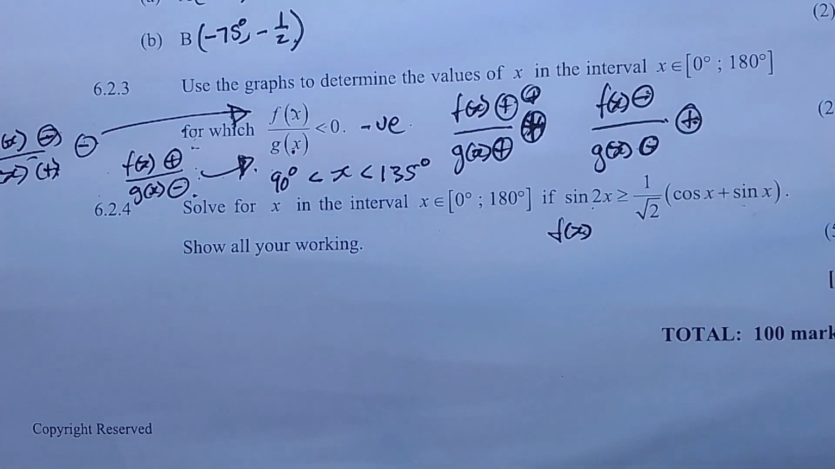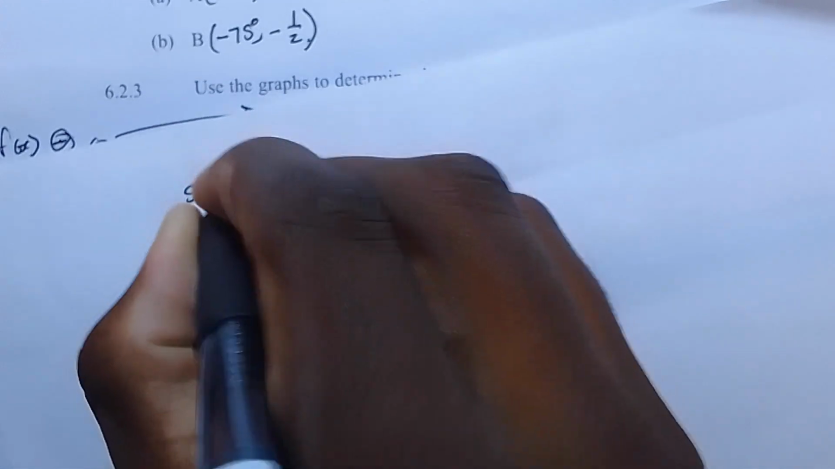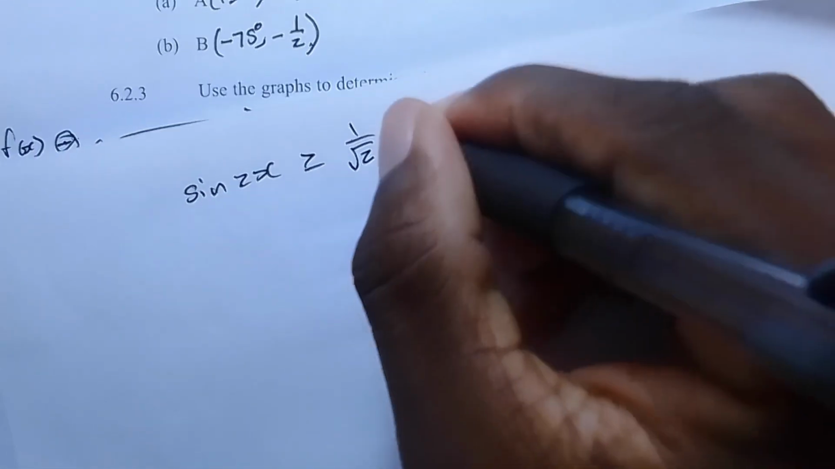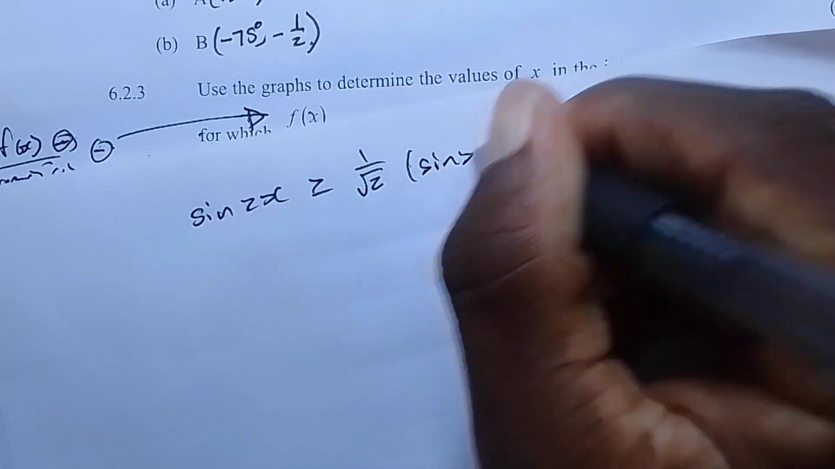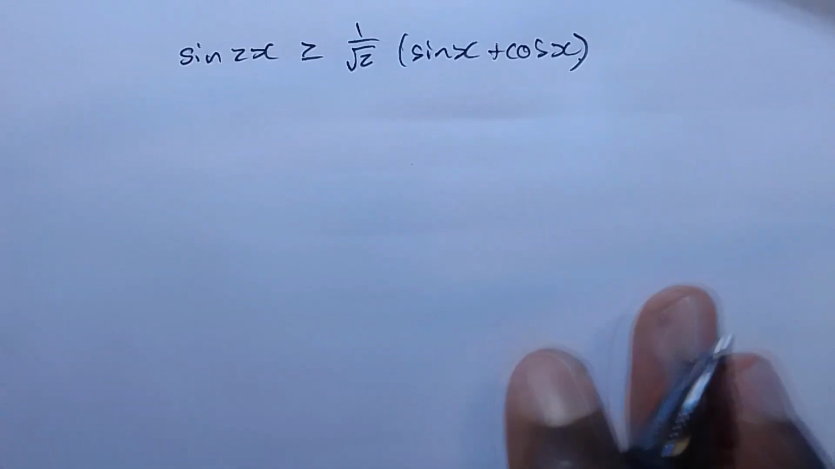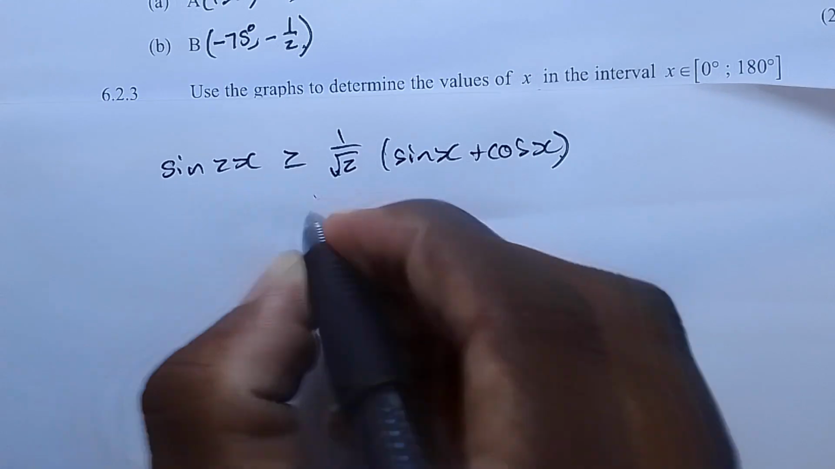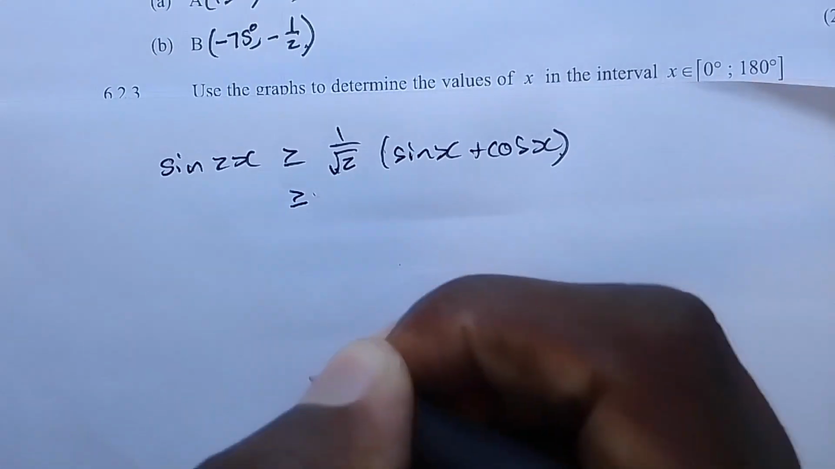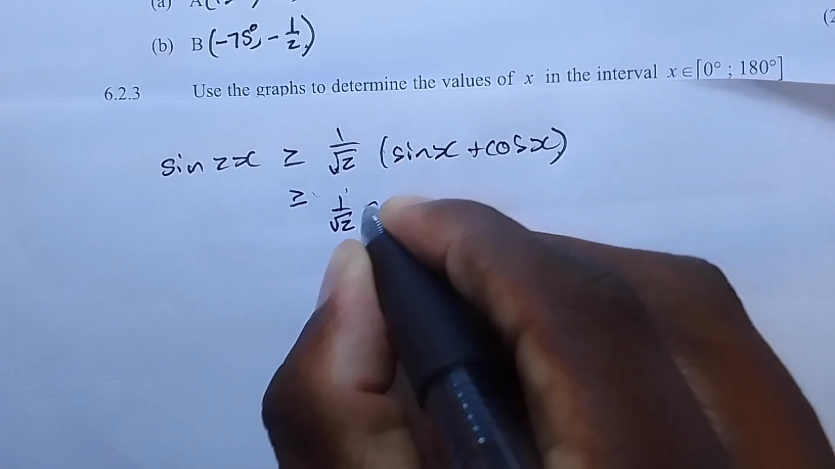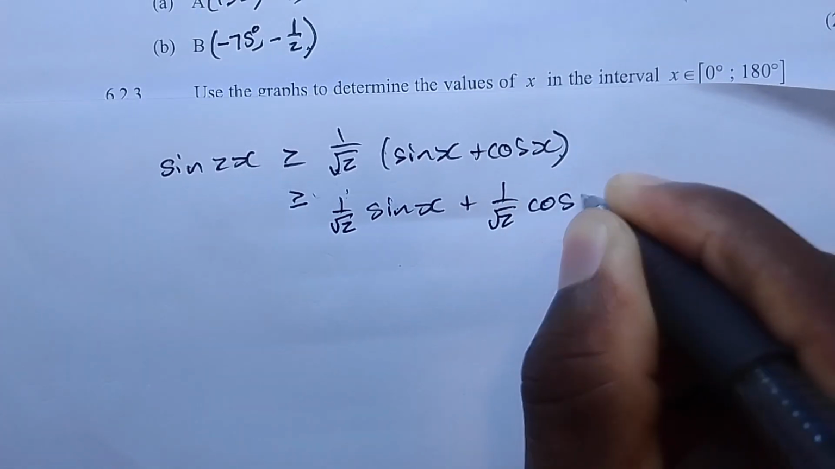So what we are going to do is we have sine 2x greater than or equal to 1 over square root of 2 into (sine x plus cos x). What we're going to do is distribute the 1 over square root 2 over the other terms. So we have greater than or equal to 1 over square root 2 sine x plus 1 over square root 2 cos x.